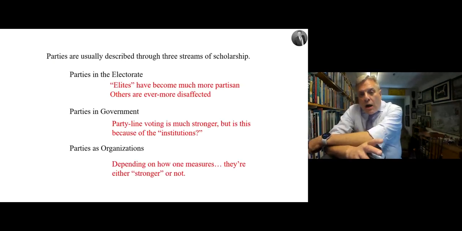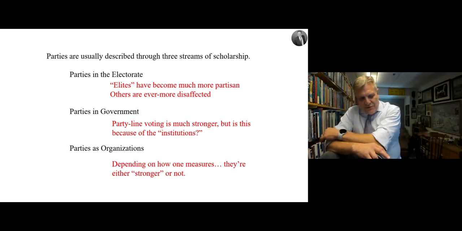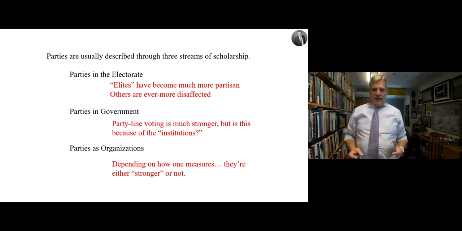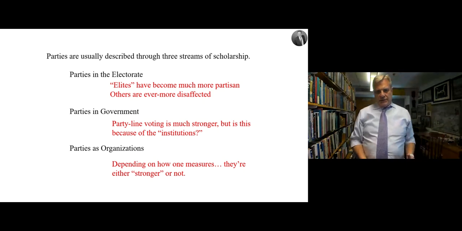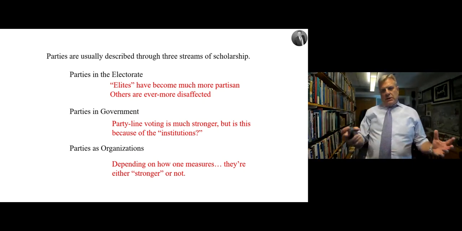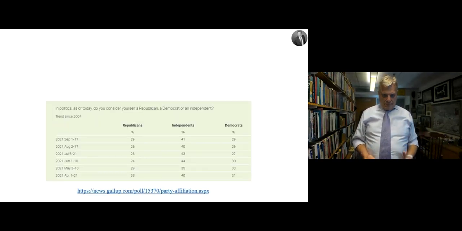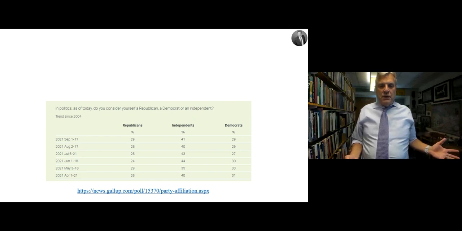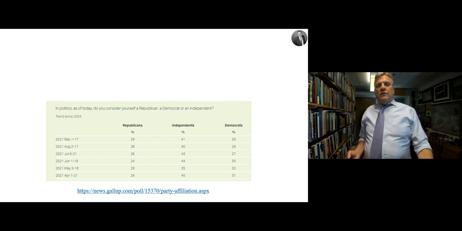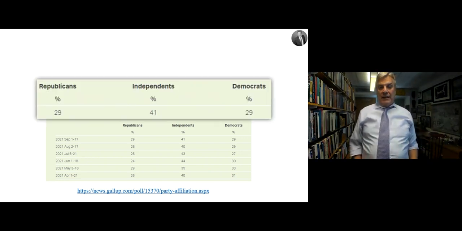Okay, when we talk about political parties in the literature, political science, sociology, usually people are in one of three camps. They kind of write about parties in the electorate, or parties in government, or parties as organizations. And I don't want to spend a huge amount of time going through those distinctions. I want to hit on a few points here. The first is that when people are measuring things like party identification, remember, I already don't really trust polls, but the simple out of the gate is to say, okay, well, where are you? Are you a Republican, a Democrat, or an independent?